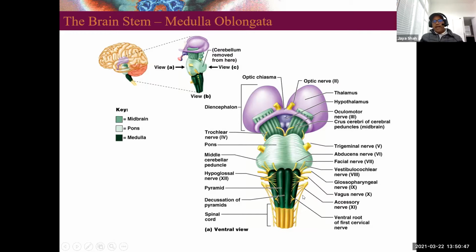Glossopharyngeal and vagus, we talked. Accessory has two parts, the medullary part and a spinal part. You see, that's why it is long. And that shrugging of the shoulder is by accessory nerve. And then 12 is hypoglossal, which is the movement of your tongue. Okay, so this is the structure of all the cranial nerves from the brain stem.